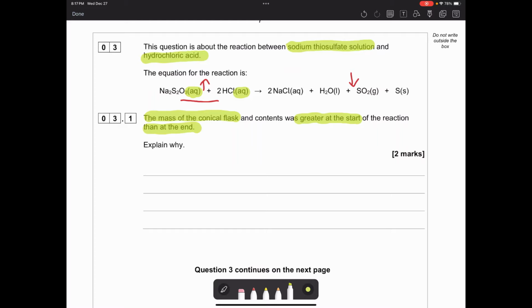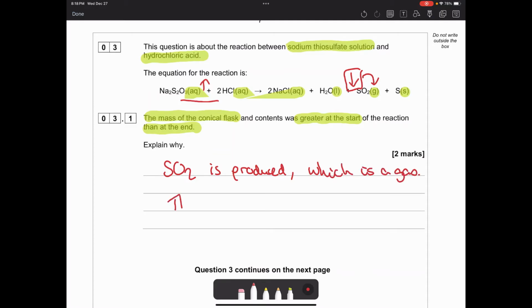I've got 2 solutions, and then I can see I've got a solution here, a liquid, a gas and a solid. Which of these might have caused my products to then decrease in mass? Well, it's my gas. So therefore, 1 mark would be sulfur dioxide is produced, which is a gas. The gas then escapes from the container or conical flask. So 1 mark for recognising that anytime a gas is made, your mass will go down, and that's because it's escaping, it's going into the surroundings, the atmosphere, and therefore it's not being measured anymore.